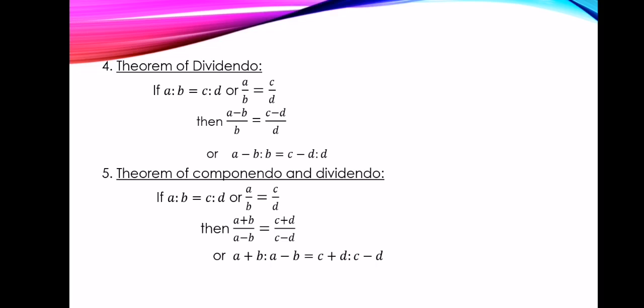ratio D. Similarly, theorem of componendo and dividendo is the combination of the last two, that is theorem of componendo and theorem of dividendo. So if A ratio B is equal to C ratio D, or we can say A by B is equal to C by D, then A plus B by A minus B is equal to C plus D by C minus D, or A plus B ratio A minus B is equal to C plus D ratio C minus D.